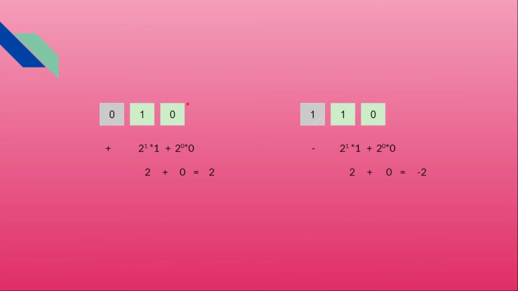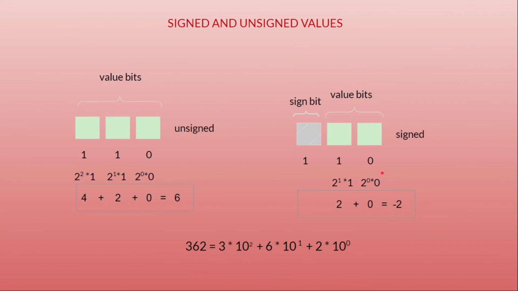Generally, the sign bit is the most significant bit of the representation. The most significant bit is the leftmost bit of the number. So, in this case 110, the most significant bit or MSB is the leftmost bit, that is 1. So, it is not included in the calculation of the magnitude of the integer.